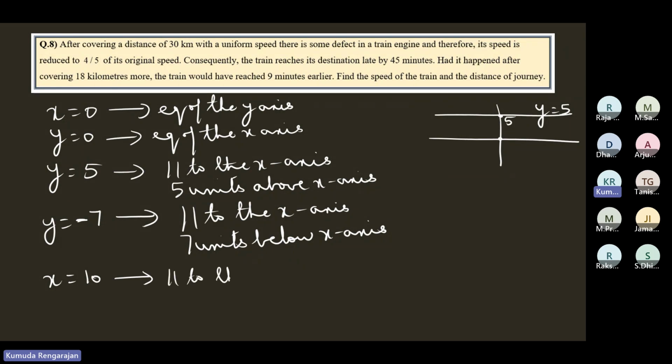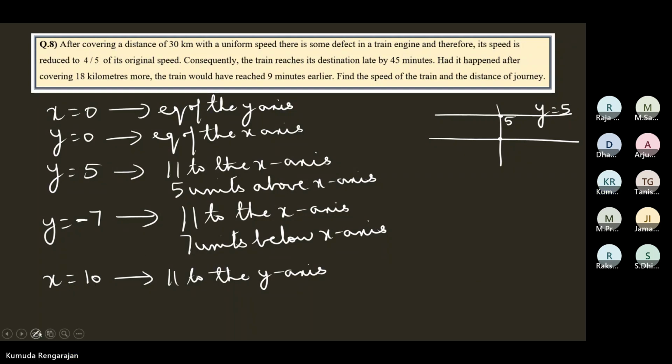Then when you see the equation like x is equal to 10, x is equal to, so parallel to the y-axis, parallel to the y-axis, and positive 10. With respect to the y-axis, you have two positions, left and right. So it's a positive 10, so right, negative 10, left. So x meaning it's parallel to the y-axis, and a positive 10.